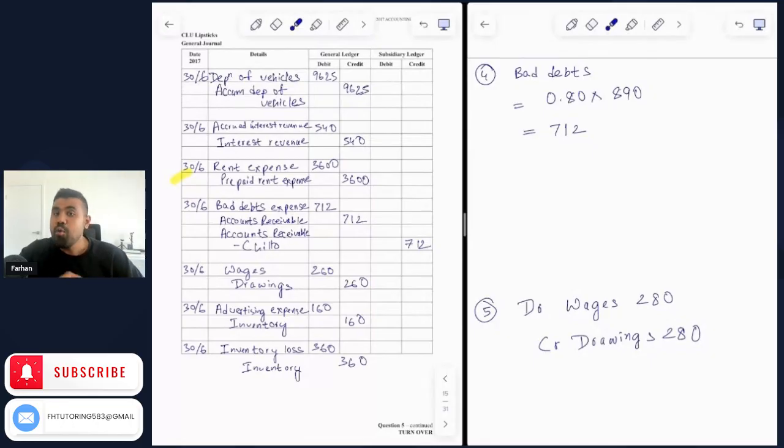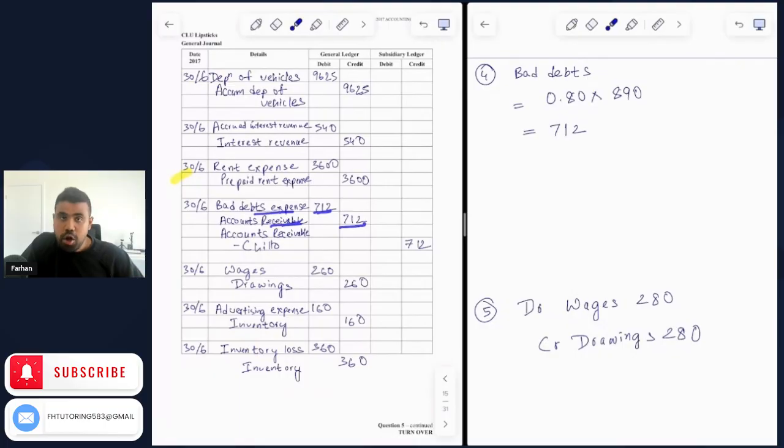But given that now we have a bad debt, we need to reflect this reduction within the accounts receivable ledger account in the general ledger. Right? So when we reduce this within the accounts receivable account, which by default is an asset account, now that we're reducing this because of the bad debt, we have to credit it, right? So therefore, bad debts expense is debited by 712 and accounts receivable is credited by 712 within the general ledger.